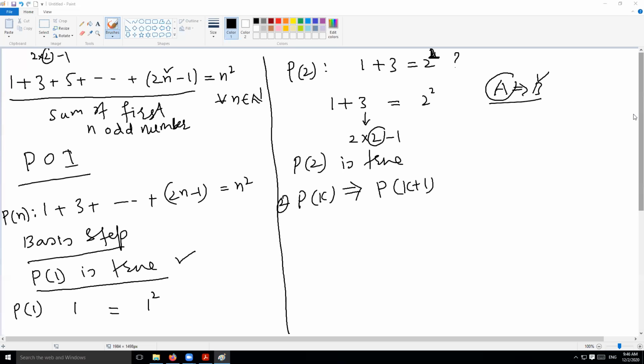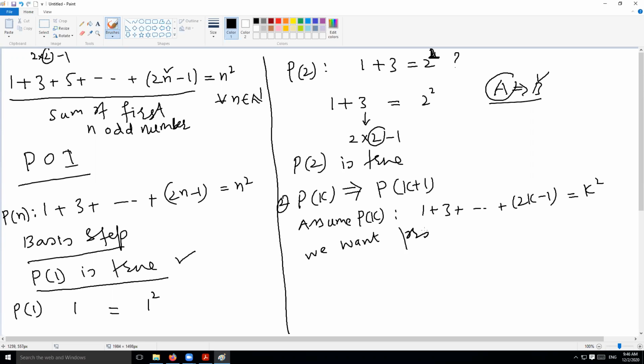So let's assume first, assume P of k. And what is P of k? I have given the name P of n to this description. So it's 1 plus 3 plus so on and so forth, plus 2k minus 1, and this is equal to k square. All right, that's the P of k. And we want to prove what?